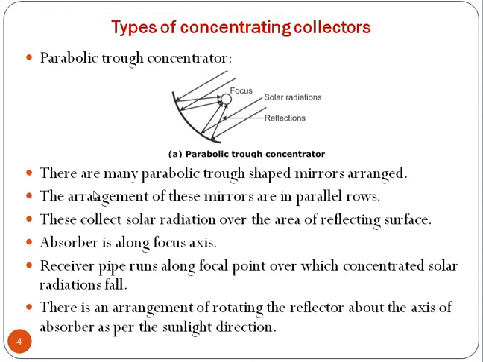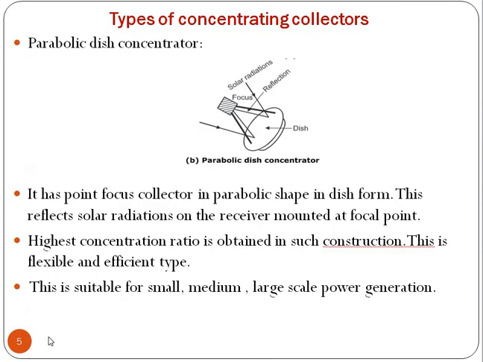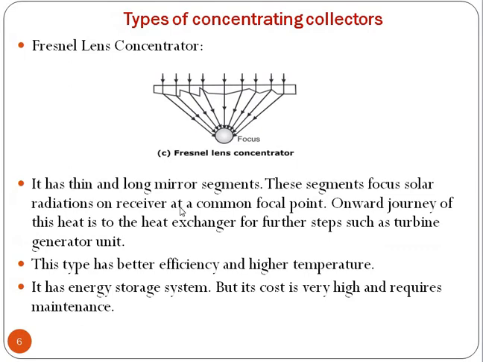Next, types of concentrating collectors. Here in the practicals, you have to draw different types of concentrating collectors, that is, the parabolic trough concentrator, the parabolic dish concentrator and the Fresnel lens concentrator. All the three diagrams you have to draw on a drawing sheet and submit.